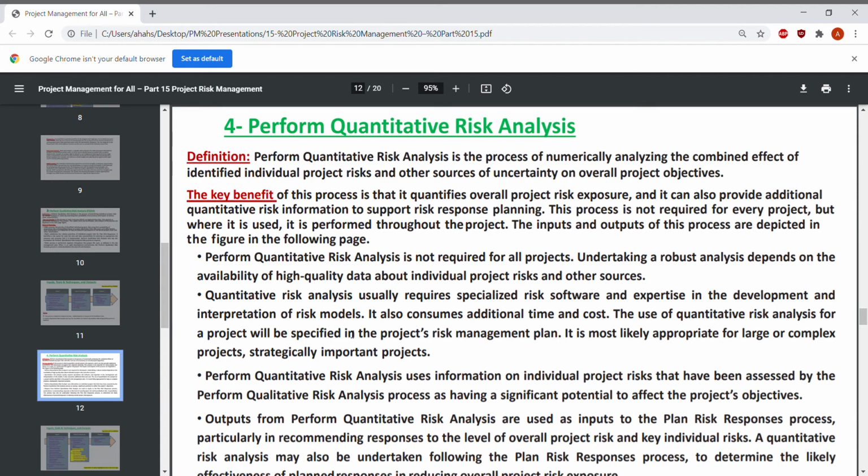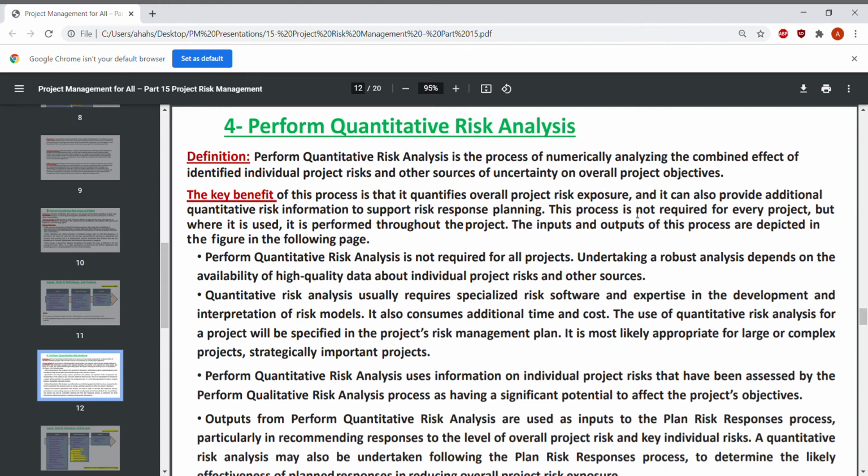Say one risk has a 10 degree of probability and 7 degrees of impact. Another risk may have 9 degrees of probability of occurrence and could be 10 degrees of impact. The key benefit of this process is that it quantifies the overall project risk exposure, and it can also provide additional quantitative risk information to support risk response planning.